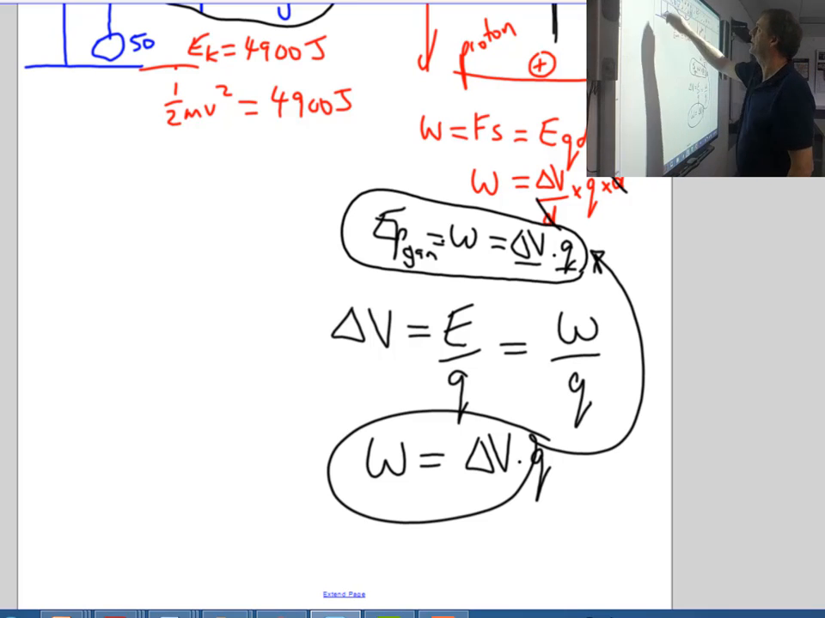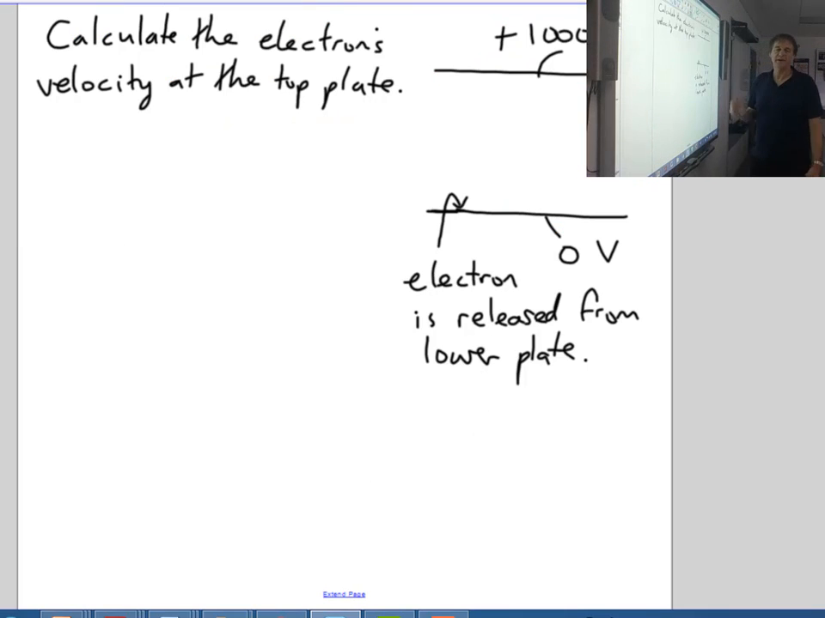Alright, so let's just try a couple of those. So here we have an electron placed between 2 parallel plates. So it's got a uniform field. The top one's got positive 1000 volts, the bottom one's 0 volts. So the electron's placed here, which means it's going to accelerate towards the top plate because it's negative. So the question they could ask you is calculate the electron's velocity at the top plate.